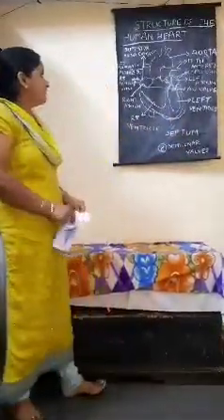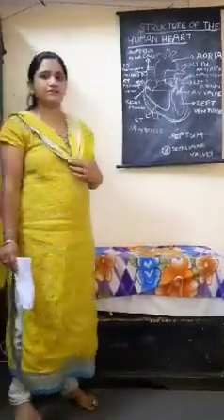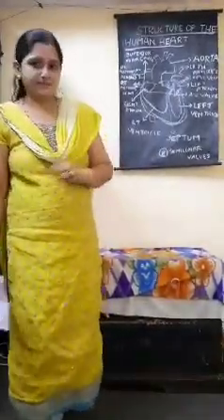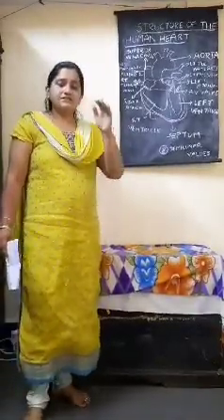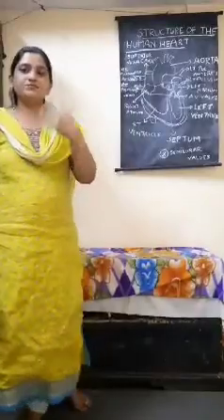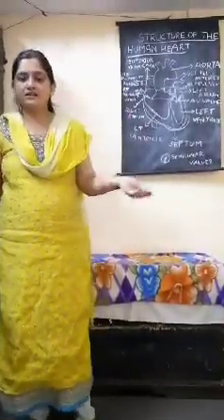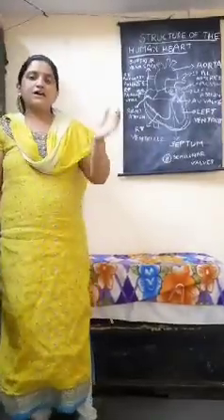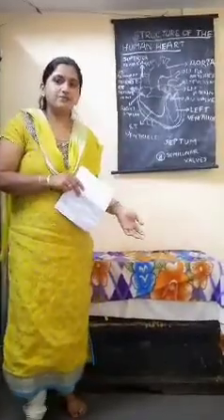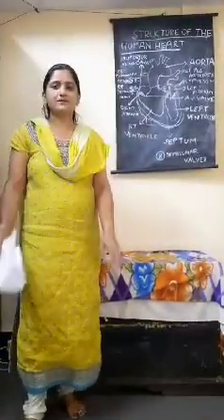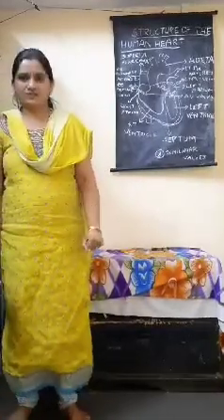Now we'll see about the types of circulations. The circulatory system consists of 3 types of circulations. First is pulmonary circulation. In this, the deoxygenated blood is carried to the heart, and from the heart it goes to the lungs for purification. And again, the oxygenated blood from the lungs is carried back to the heart. This is about the pulmonary circulation, where the pulmonary arteries and veins are functioning.